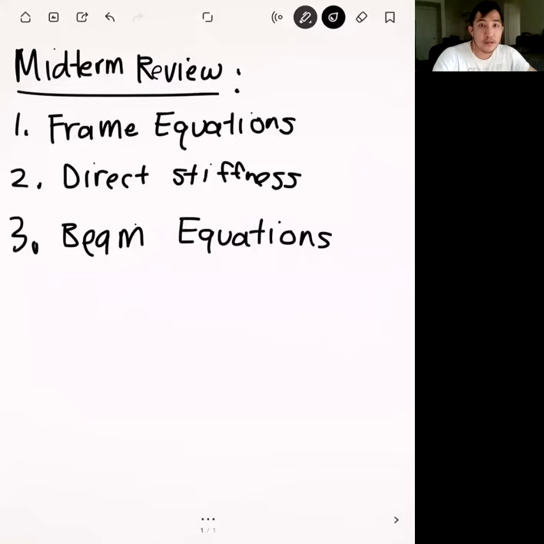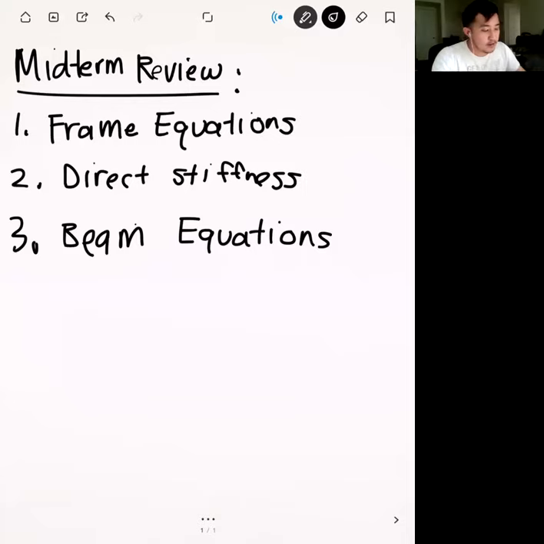Okay, so this is the midterm review session for EGME 541, fall 2020 semester, for the first midterm. I looked at the online poll on Canvas, and it looks like the most requested topics to go over are frame equations, direct stiffness, and there's even one vote for beam equations. So I at least want to get through the first two today.